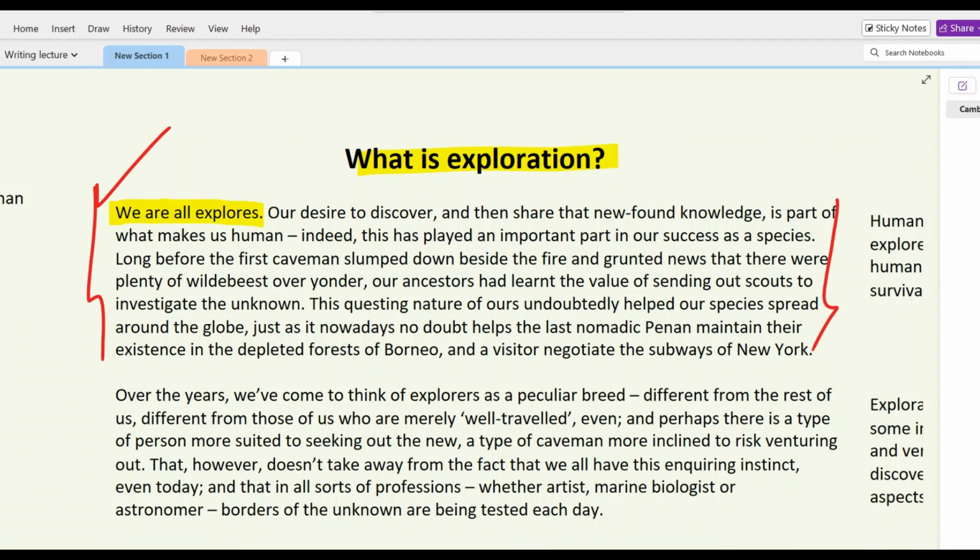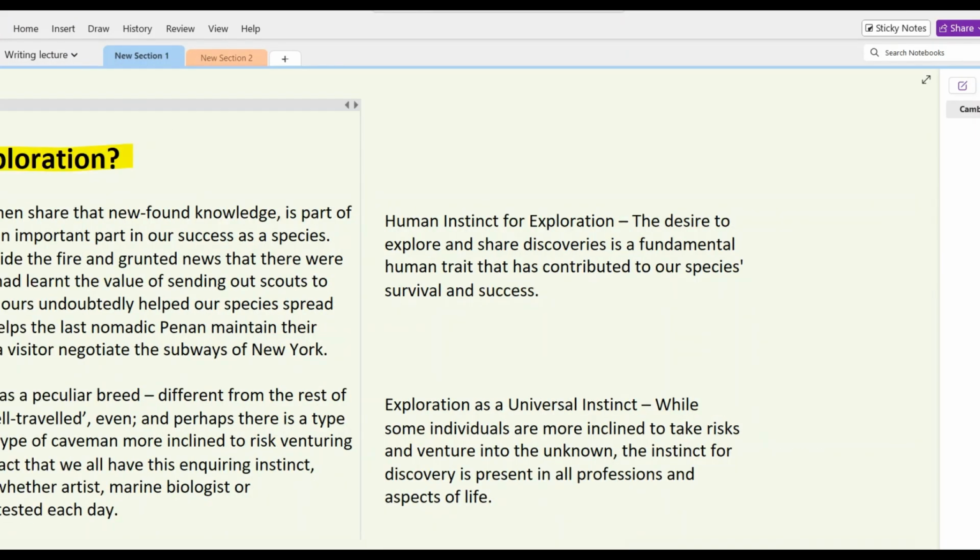Over a period of time, when you practice every single day, you no longer need to write it down. But this skill will help you to make a summary in your brain. And over time, when you just read the topic sentence and take the major words out of it, you can make the summary in your brain very quickly. Here, the summary is human instinct for exploration.